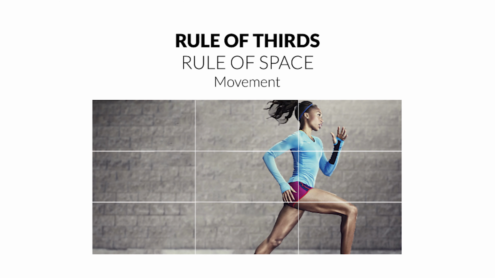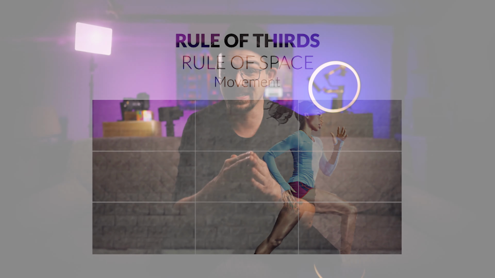In this instance, you're communicating that this runner is running away from something. There's a visual language happening here. There's communication here. So make sure that you're communicating what you want.